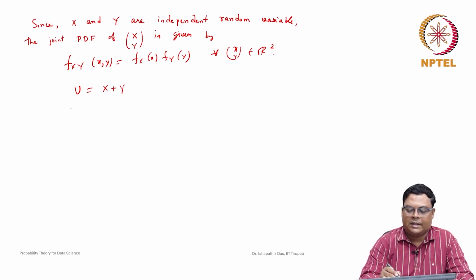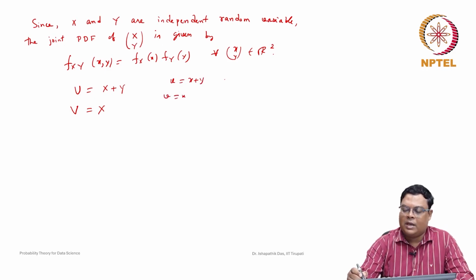So we need another function. Let us consider, very simply, v is equal to x. So then in the real numbers it is u equal to x plus y and v is equal to x. From here we can get the inverse: x is equal to v and y is equal to u minus x, which is equal to u minus v. So we have this inverse.